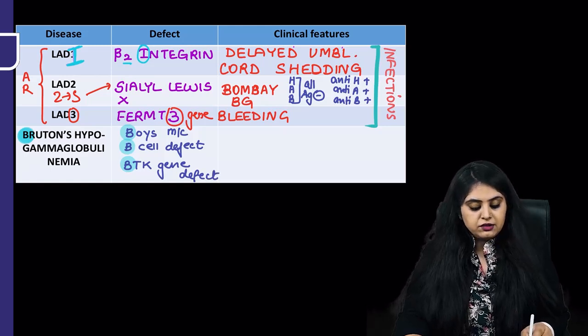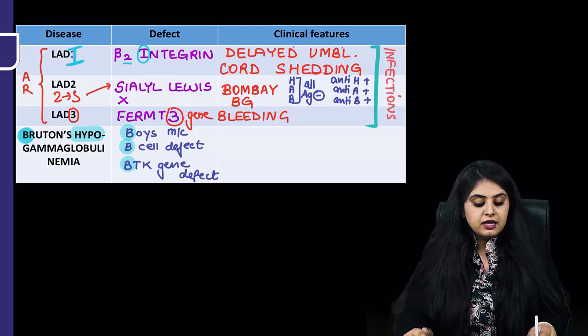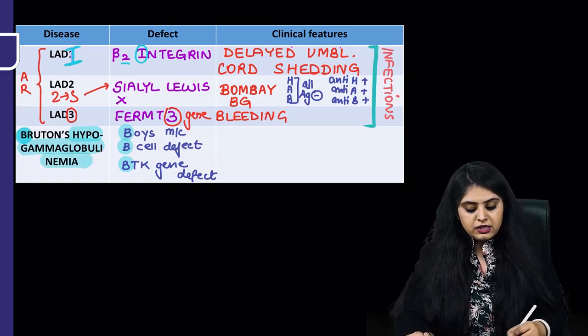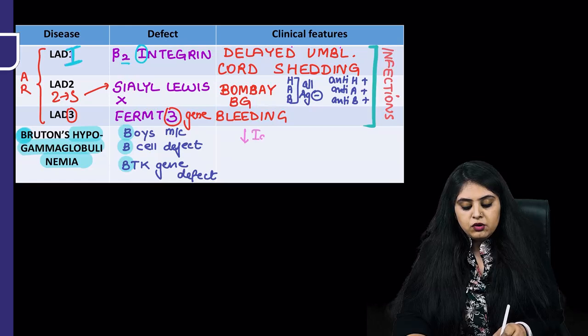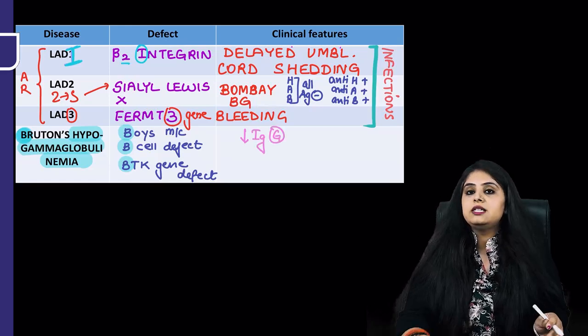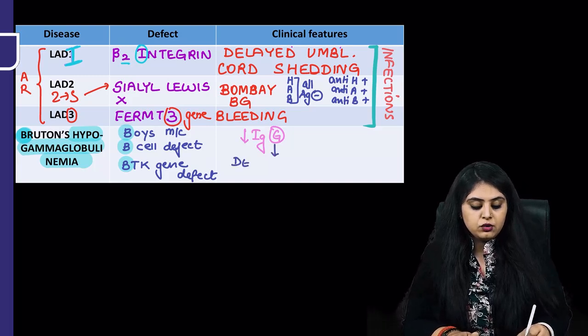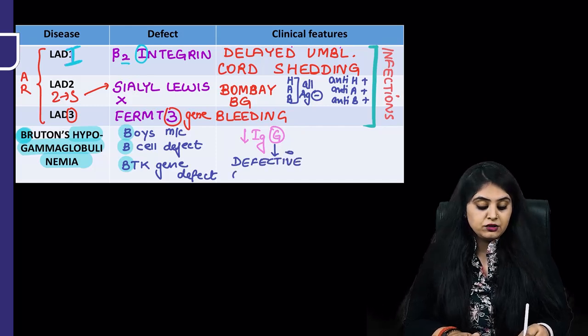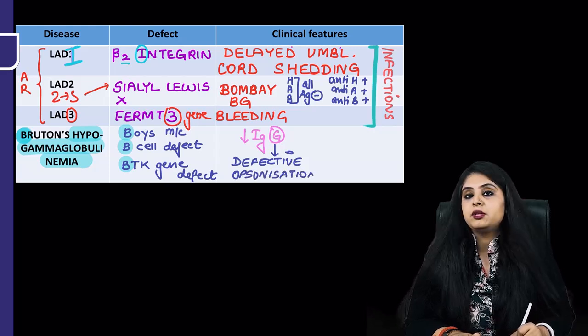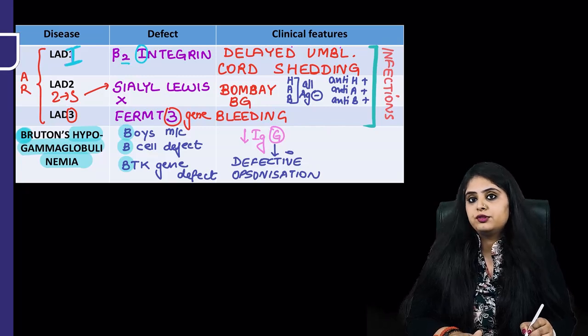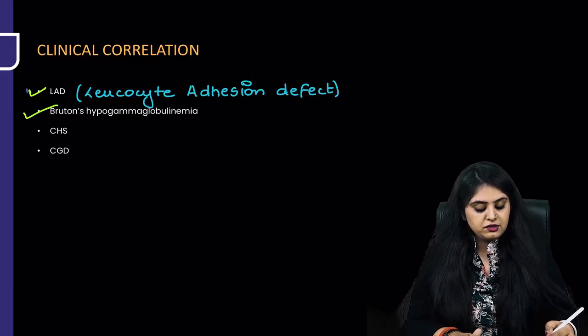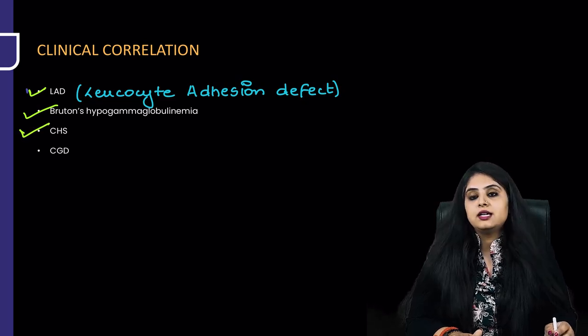Okay, let's move on to the next word. Hypo. Hypo means less. Gamma globulinemia. So actually there is a decrease in immunoglobulin, especially immunoglobulin G. Did I just teach you immunoglobulin G is the garam masala? So if the garam masala goes missing, what kind of opsonization will happen? No, ma'am. There is going to be defective opsonization that you will see in this patient. So garam masala missing? Opsonization problem.